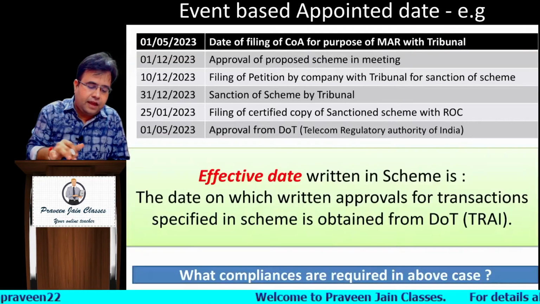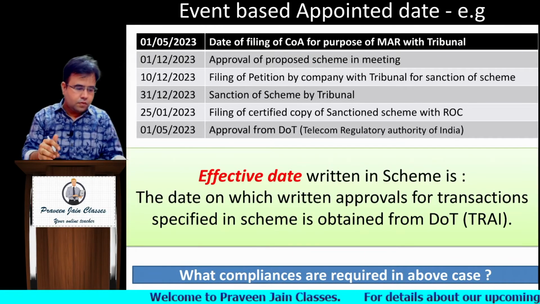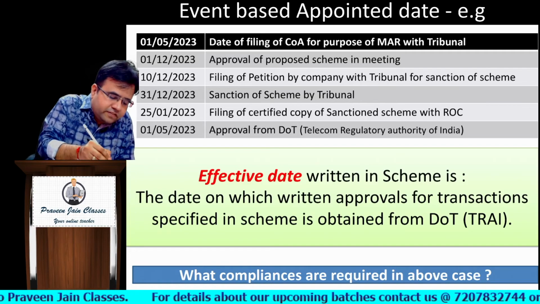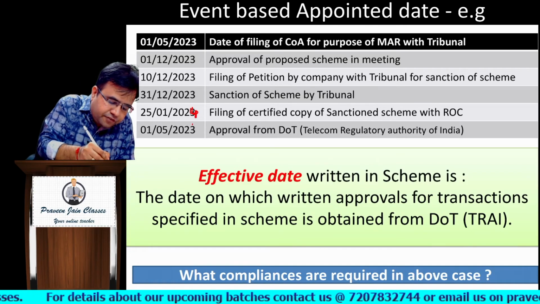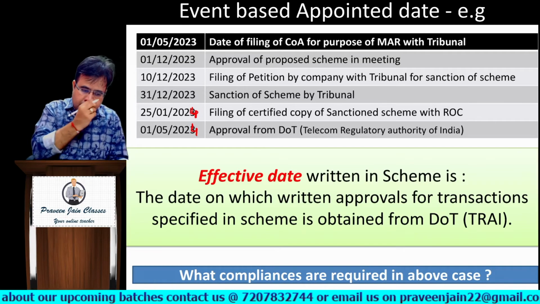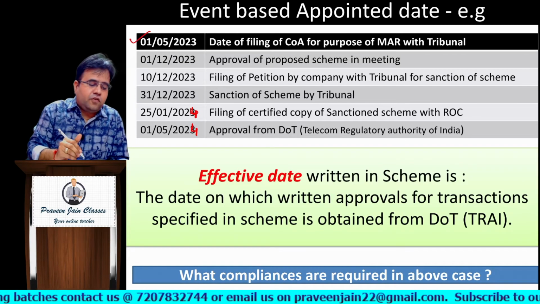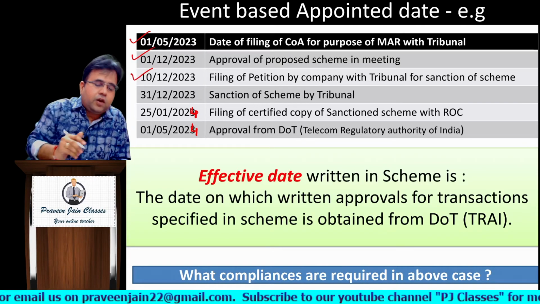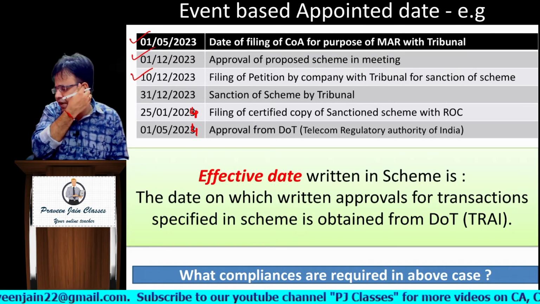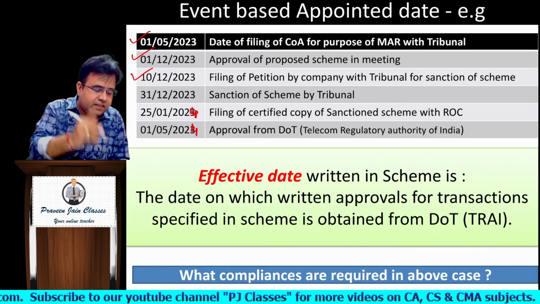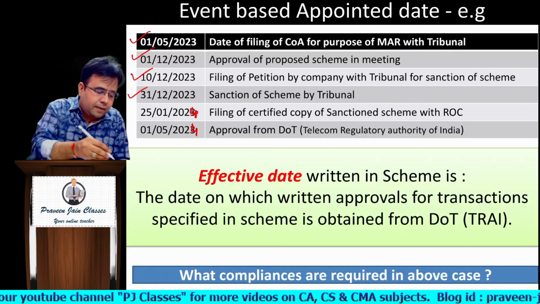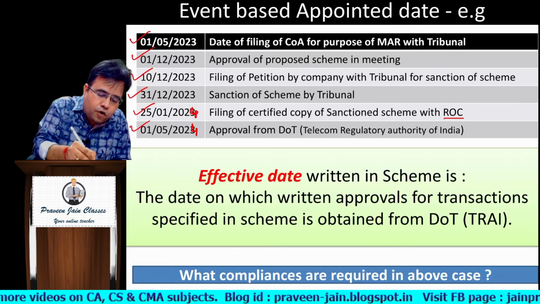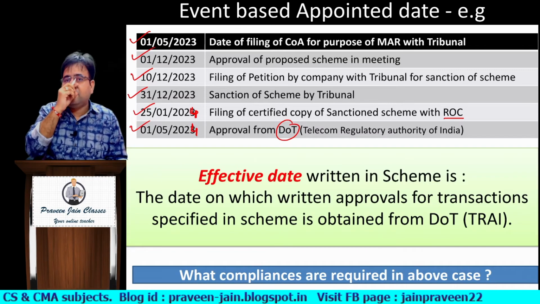For this also I have one example with you. Look here, sir, again I have given you all the previous example's points only. The only change you have to make here is that this is also 24, this is also 24. So 1/5/23 application was made, 1/12 shareholders have given the approval, creditors have given the approval, 10/12 application for petition was filed for sanctioning the scheme, 31/12 sanction has happened, 25/1 certified copy was given to ROC, 1/5 Department of Telecommunication has given us the approval, sir.